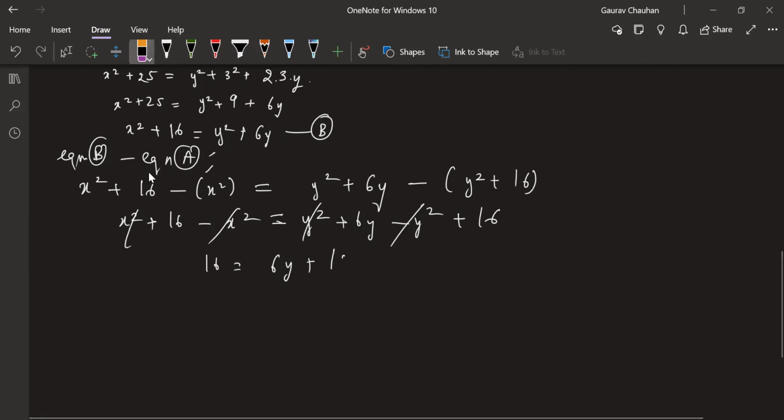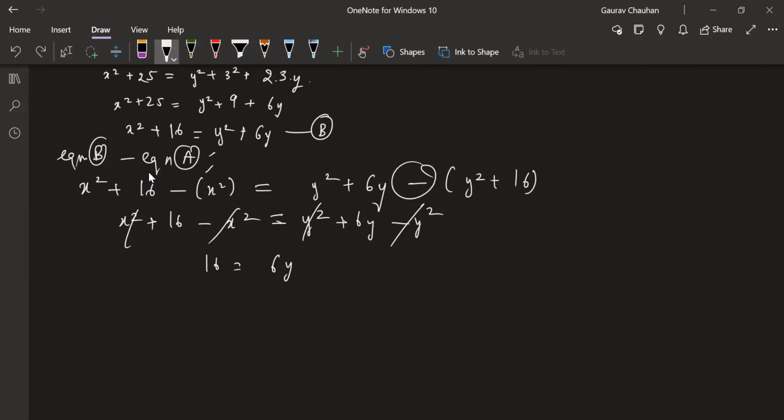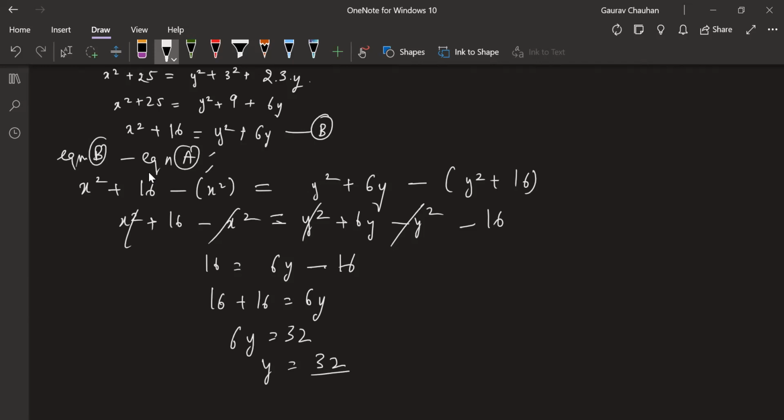Sorry, I think I made a mistake here. This is going to be minus 16, minus 16. So you have minus 16 here. So 6y minus 16, you take 16 to the other side, so I have 16 plus 16 is equal to 6y. Basically 6y is equal to 32. I get y is equal to 32 by 6, that's equal to 16 by 3.